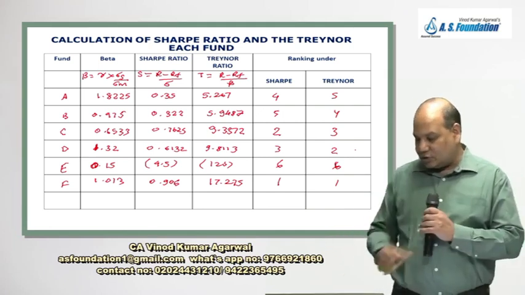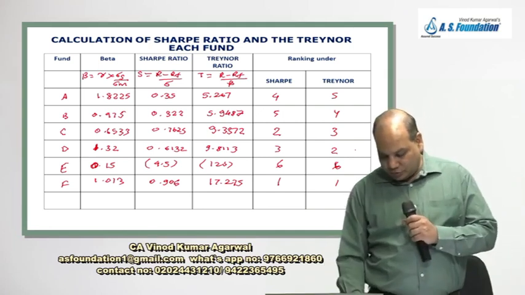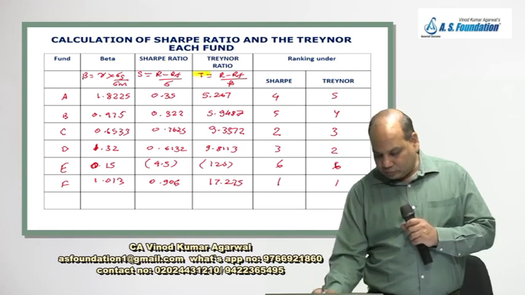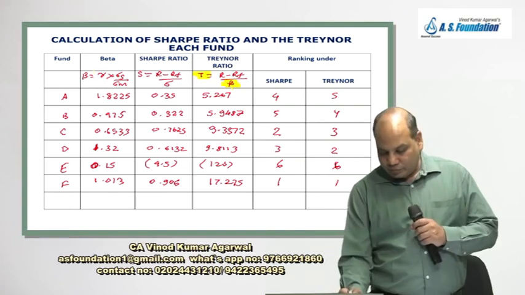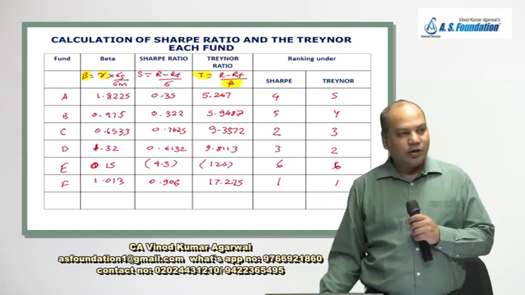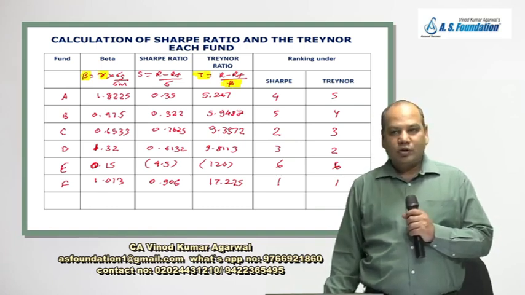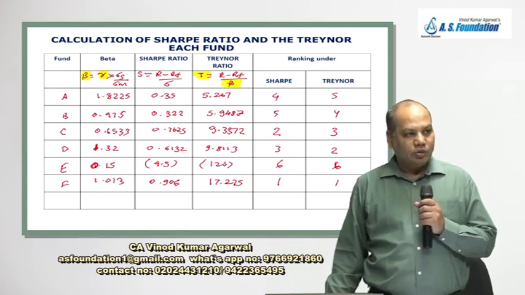Why? On the screen for those who want to know. Because you see, the Treynor ratio uses beta in the denominator. If correlation is high, beta is high. But if beta is high, the Treynor ratio is low. If beta is high, the Treynor ratio would normally be low.